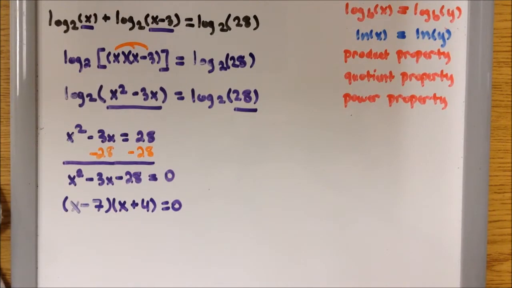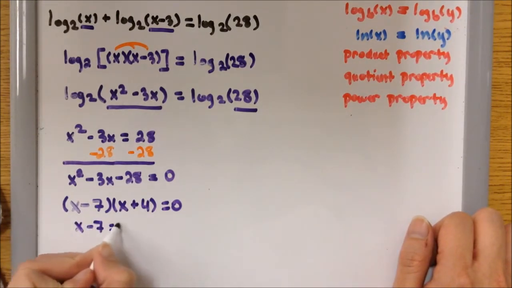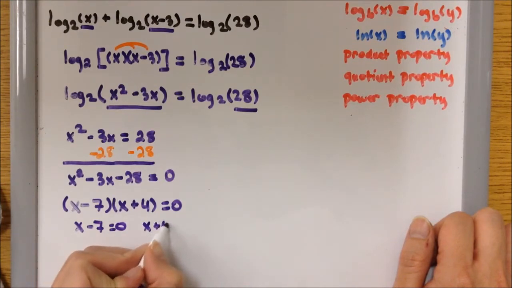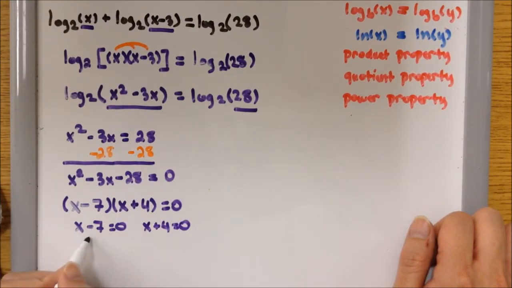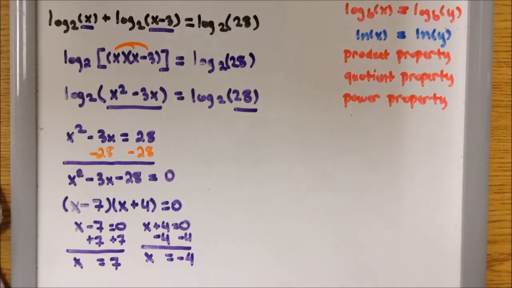Alright, so now we're going to solve for each factor and find our zeros. So x minus 7 equal to 0, x plus 4 equal to 0. Here, plus 7 on the left, plus 7 on the right, so we have x equals 7. Over here, x plus 4, so we minus 4 on the left, minus 4 on the right, so x equals negative 4. Alright, so we have two solutions. Now, we have to check if both work.